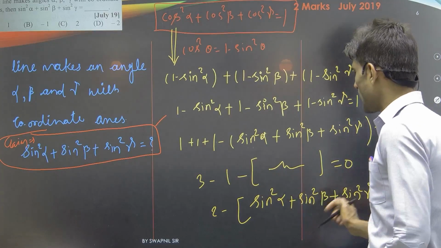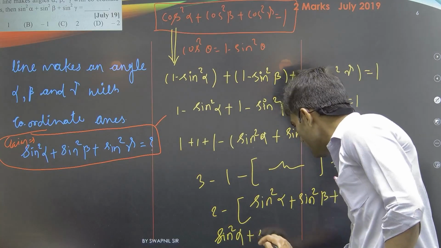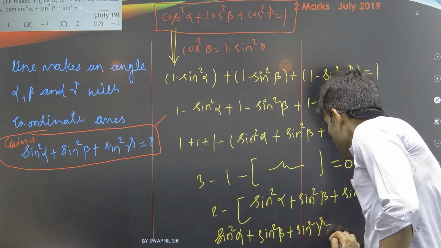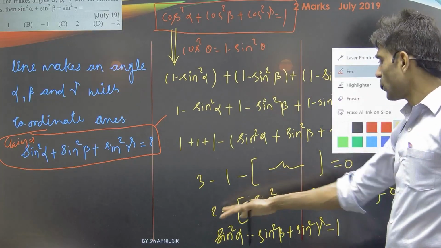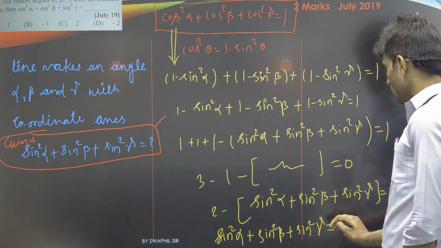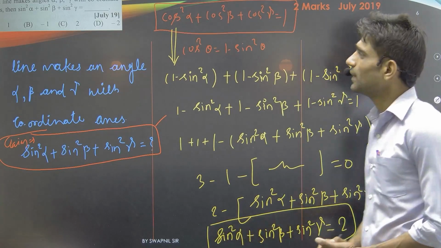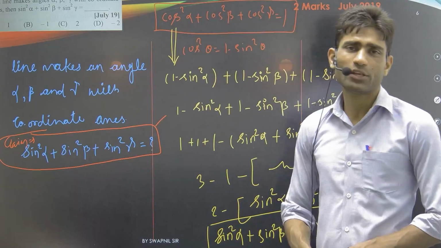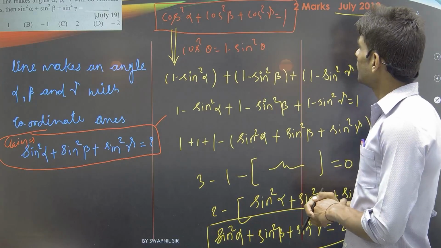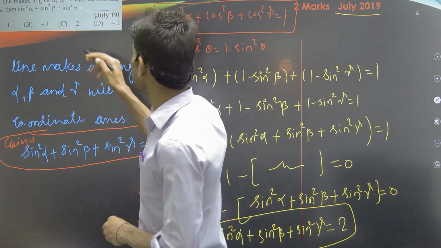Take this term to the other side, so we get sine square alpha plus sine square beta plus sine square gamma, which is equal to, that positive term to the other side goes to the negative, so it gives us the value 2. So this one is our required answer for our given example. Now see how easy the types of questions coming in your board exam. This question was asked in the July 2019 board exam for 2 marks. So the value of sine square alpha plus sine square beta plus sine square gamma gives us 2.